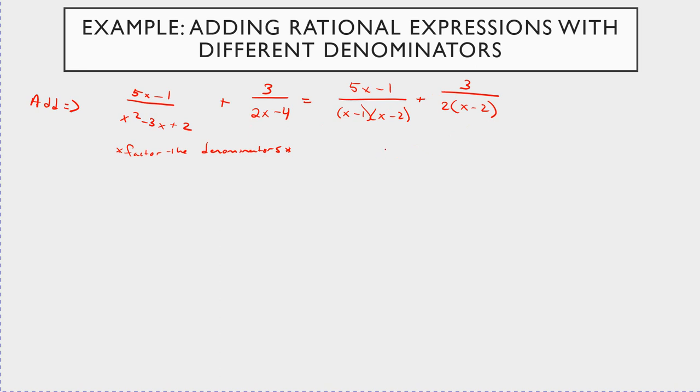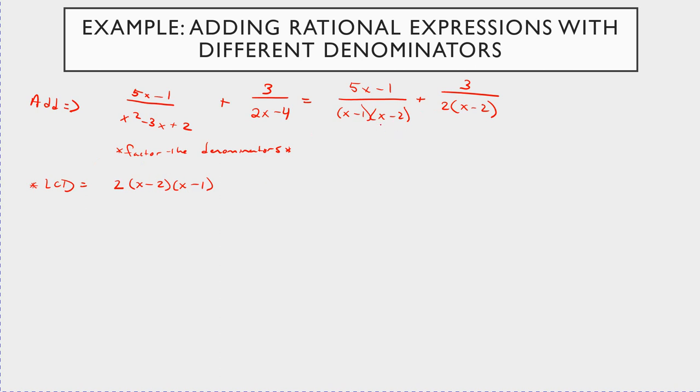Okay. So now I'm going to build the LCD. So the first thing I'm going to notice is, do you notice how they both have an x minus 2? Okay, they both have a common factor. So my LCD is going to include just one of those common factors, x minus 2. What else? Well, this one has a factor of x minus 1. So the LCD is going to need an x minus 1. This has over here a 2, right? So this is going to need to be included in the LCD. So this is my least common denominator.